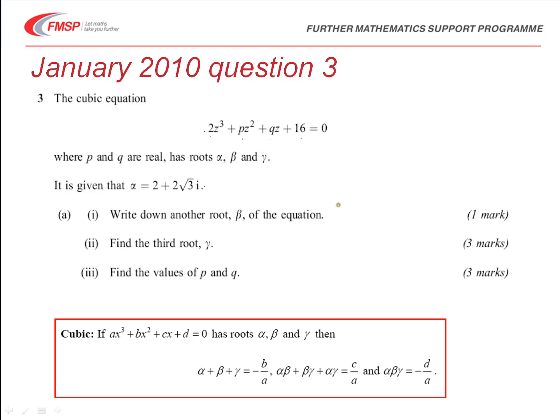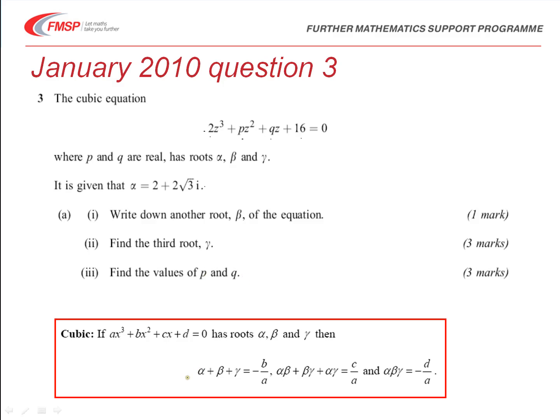So, the first part of the question is quite straightforward. It says write down the other root, beta. And using the conjugate pair we'll be able to do that straight away. Then we've got to find the third root and also find the values of P and Q.